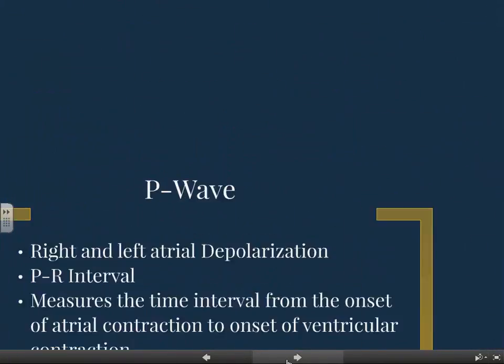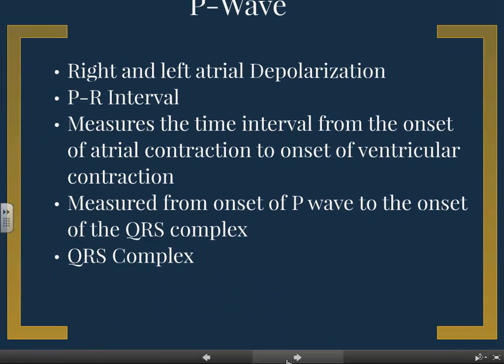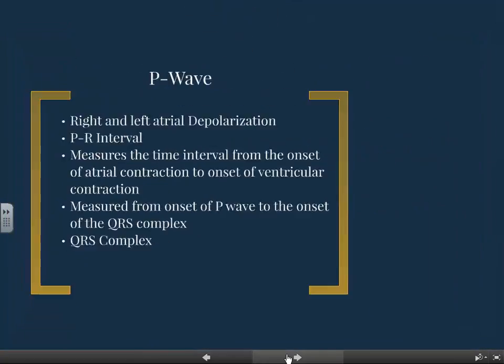All right, looking at our waves, we just really talked about that. We're going to look at our PRI, which is going to be the onset of the atrial contraction to the onset of the ventricular contraction. So we're going to look at the start of the P to the start of the Q, right?